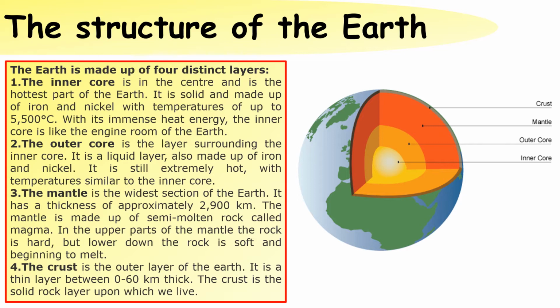The inner core is the centre and is the hottest part of the Earth. It is solid and is made of iron and nickel, with temperatures up to 5,500 degrees. With its immense heat energy, the inner core is like the engine room of the Earth.